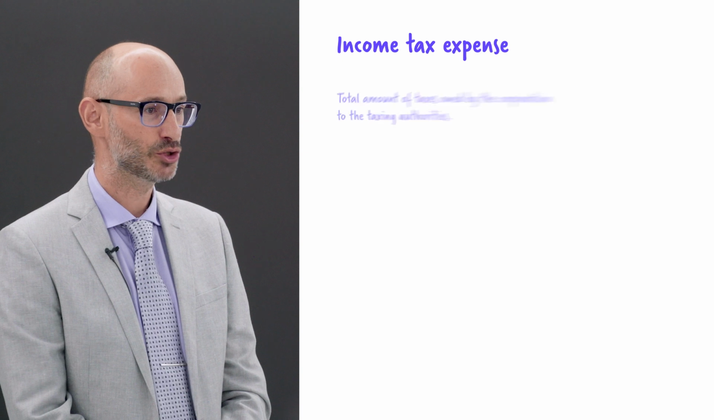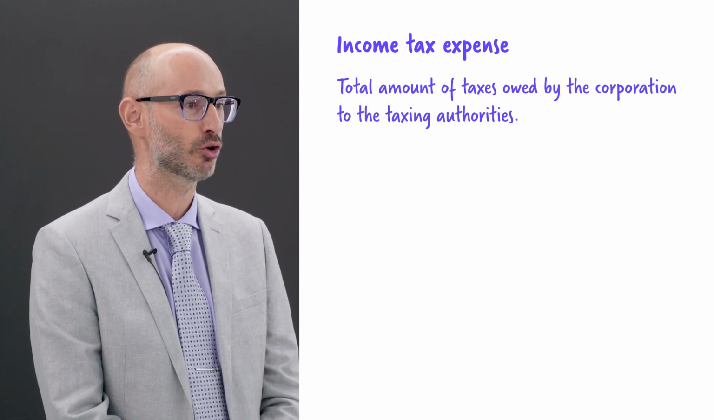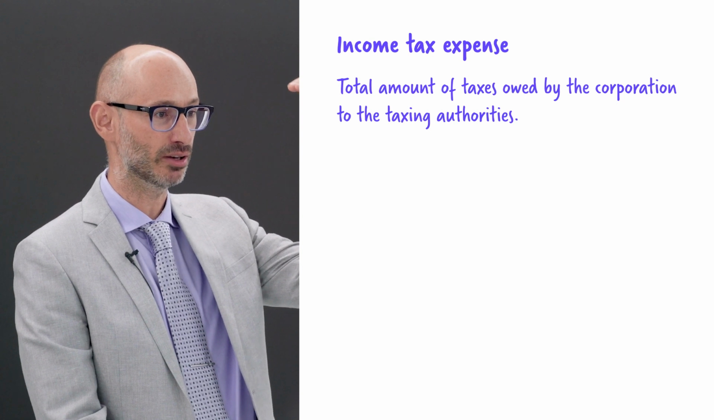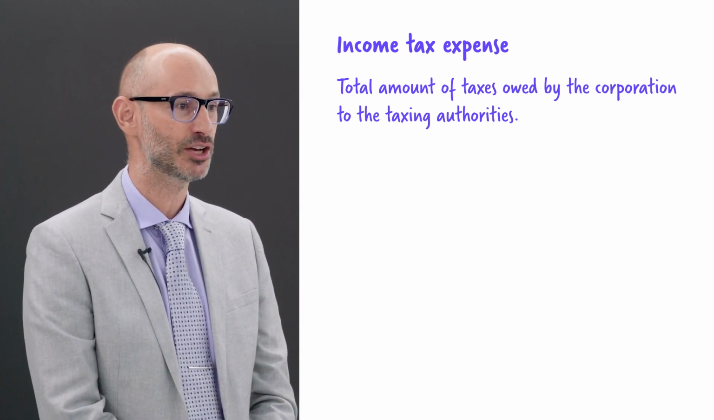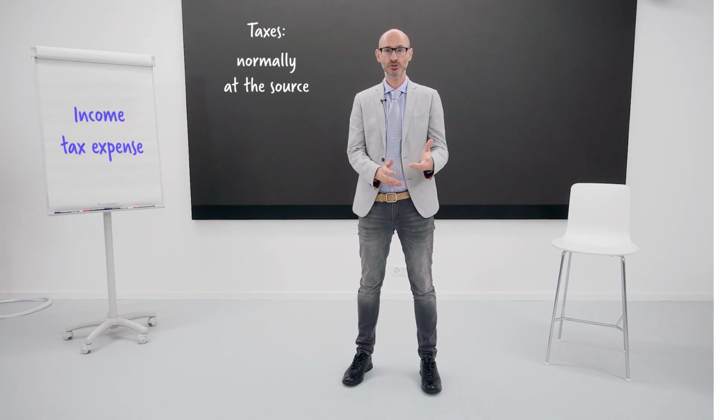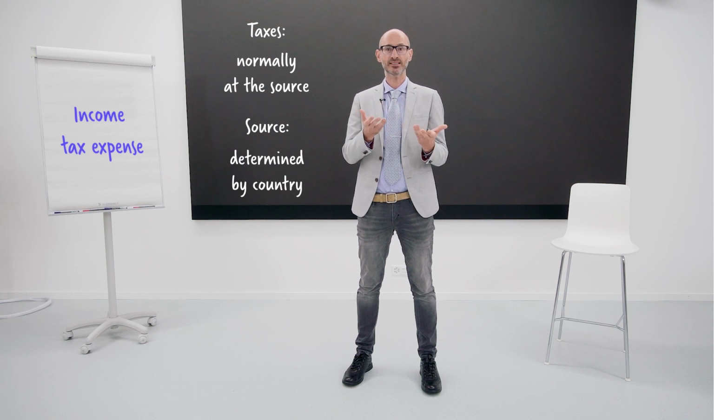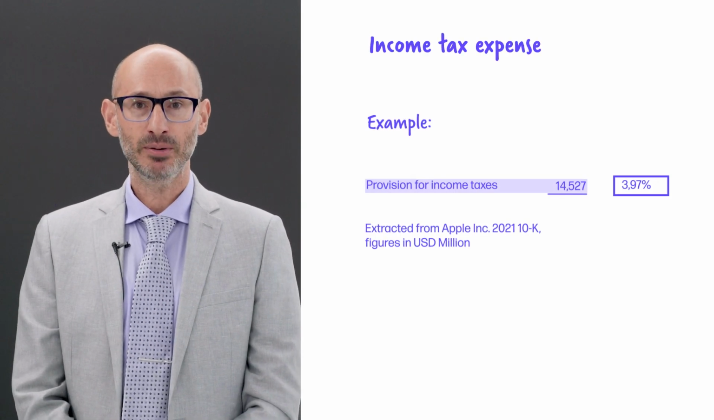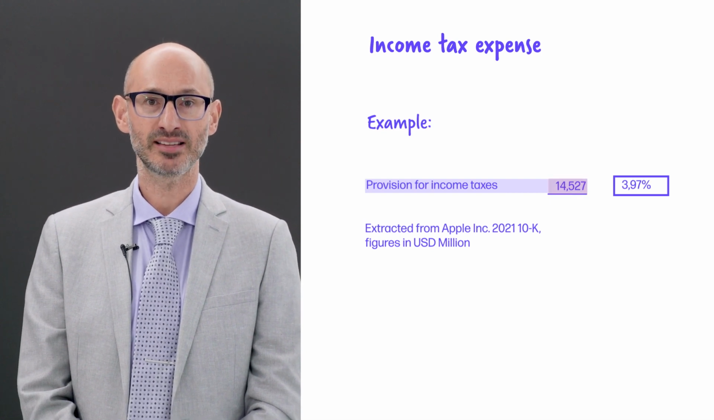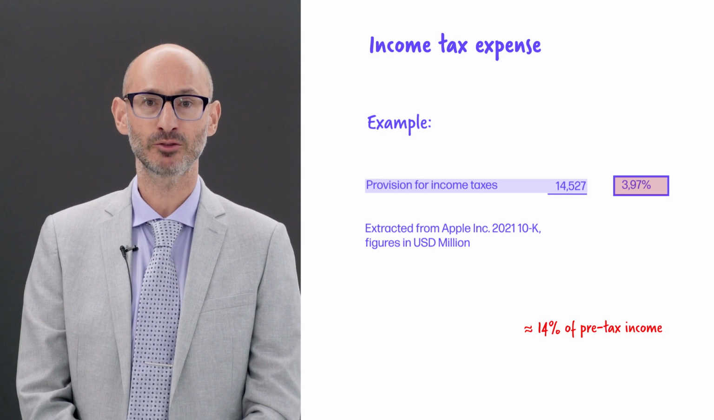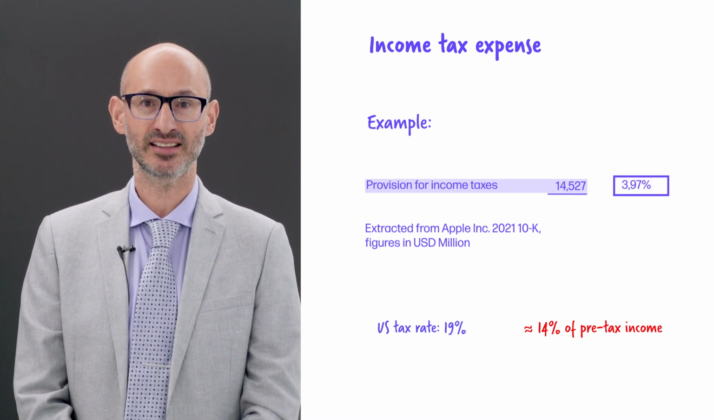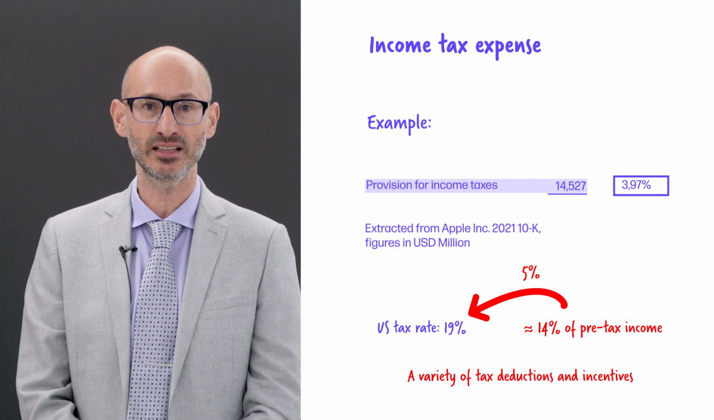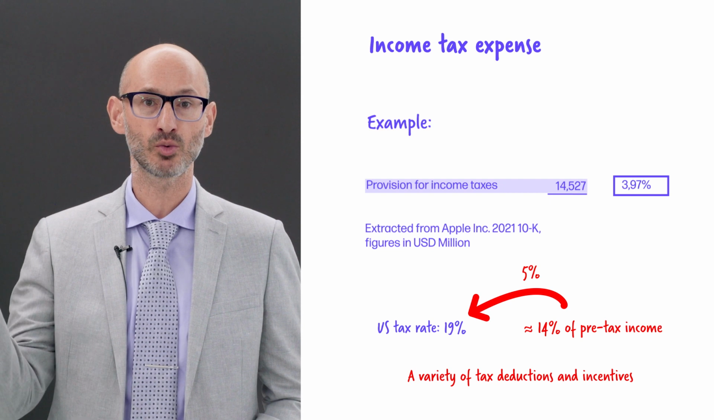Next is the tax expenses, which are the total amount of taxes owed by the corporation to the taxing authorities. In the case of Apple, this includes income taxes at the city, state, and the federal US level, and also taxes owed abroad in all the countries where they generate income. Taxes are normally at the source, and the source is determined by country. Income tax expense is arrived at by multiplying the taxable income by the effective tax rate. For the case of Apple, their tax expense is $14.5 billion a year. This is about 4% of their total sales and about 14% of their pre-tax income. Given that the US tax rate is at 19%, this 5% differential is likely explained by a variety of tax deductions and incentives they have received both from the US government and other governments where they operate.